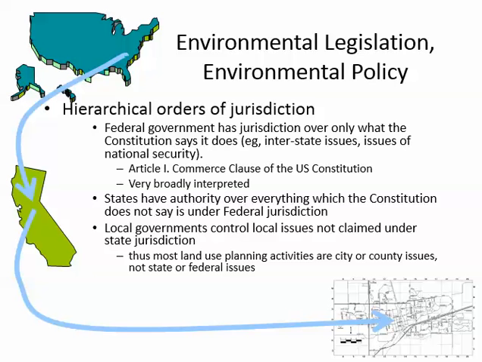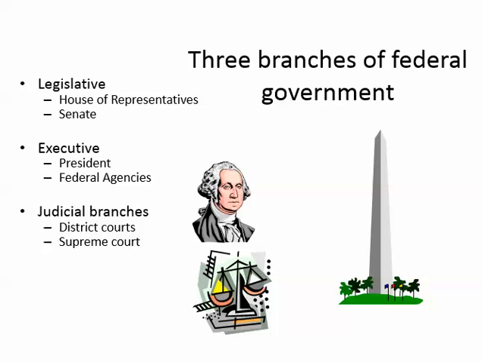We have an exception in California with the Coastal Commission, which has usurped the authority of local governments in the state interest of protecting our California coastline. But in most cases, land use decisions are local. Within the government, we have three branches.